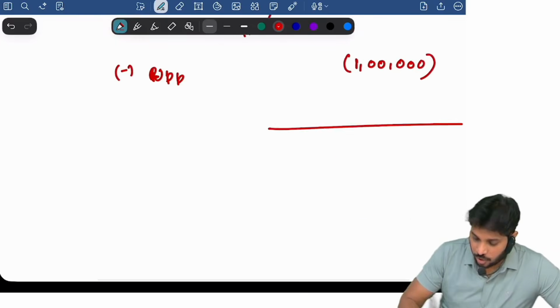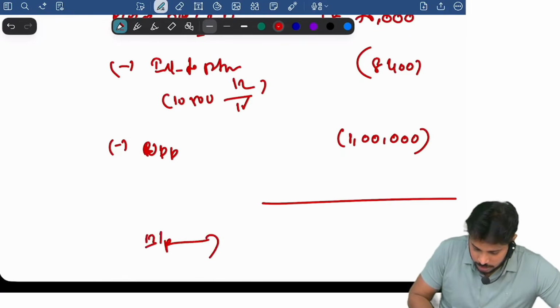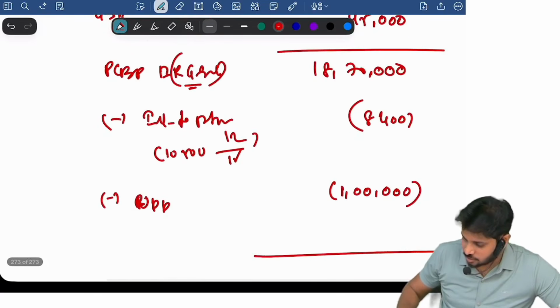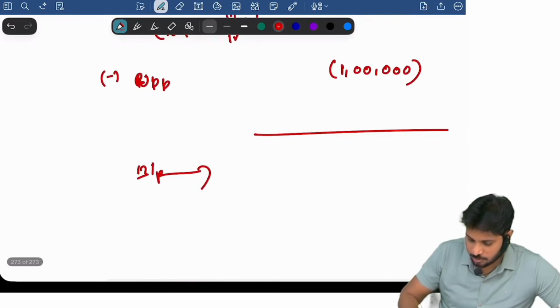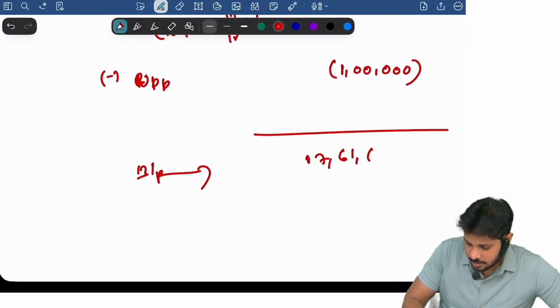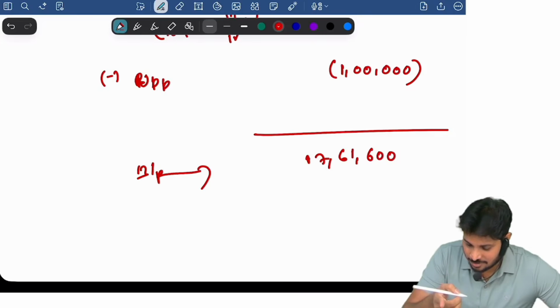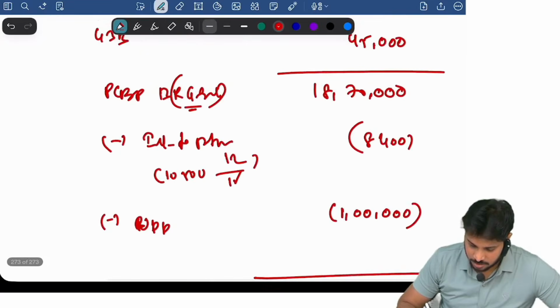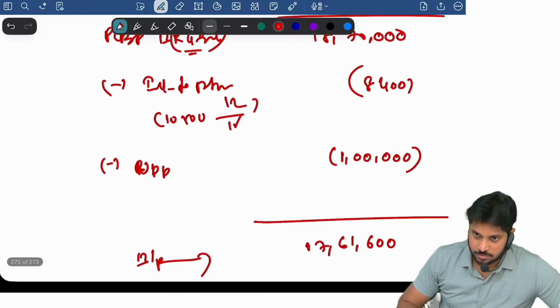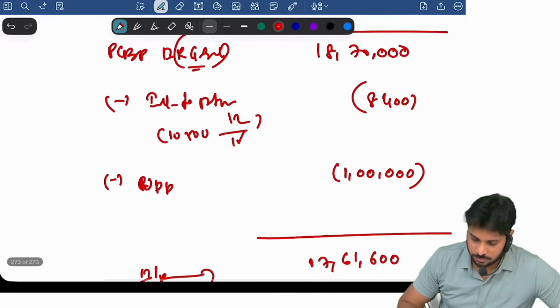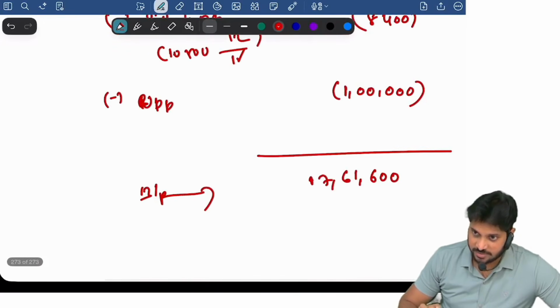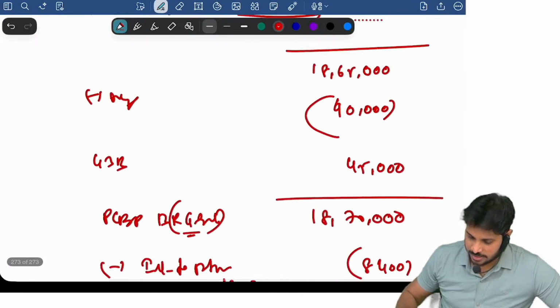Okay, now what is the book profit? 18,70,000 minus 8,400 minus 1 lakh is equal to how much is the book profit? 17,61,600. This is book profit. Book profit information, right? 17 lakh? That's wrong. That's not correct. Book profit is 17,67,600. One second, I'll just see the totaling here.